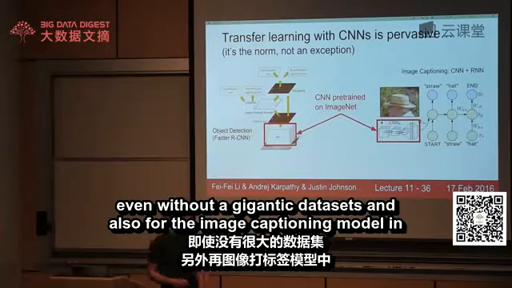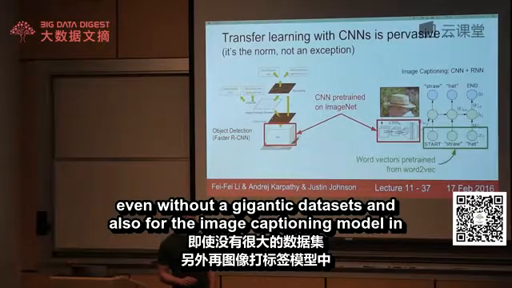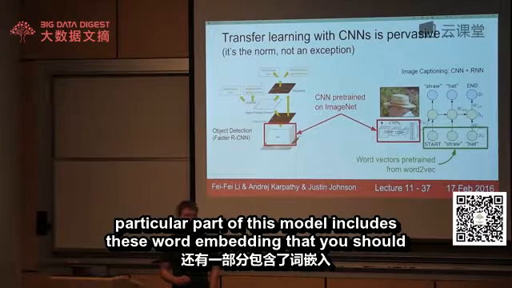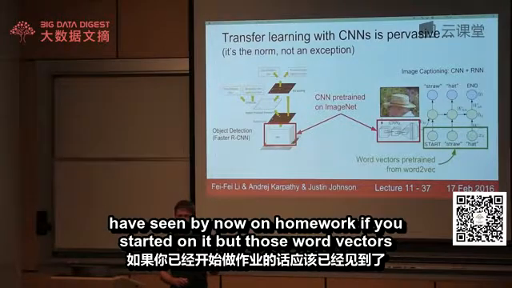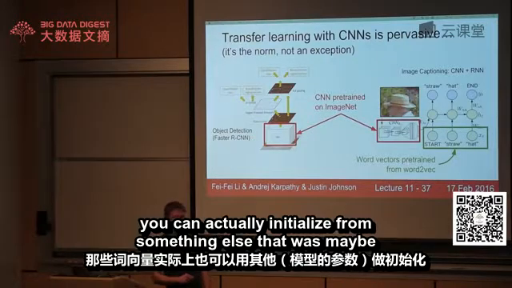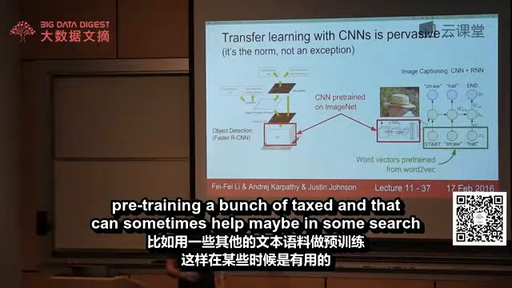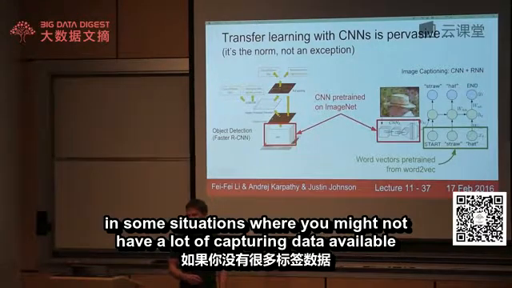And also for the image captioning model in particular, part of this model includes these word embeddings that you should have seen by now on the homework if you started on it. But those word vectors, you can actually initialize from something else that was maybe pre-trained on a bunch of text. And that can sometimes help in situations where you might not have a lot of captioning data available.